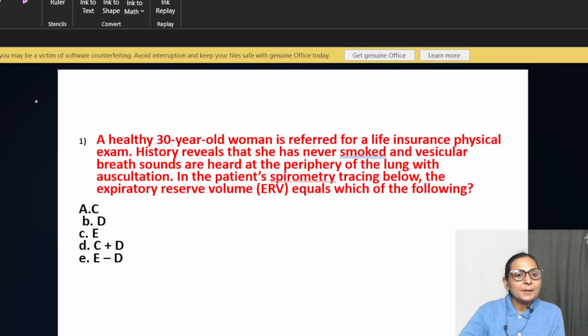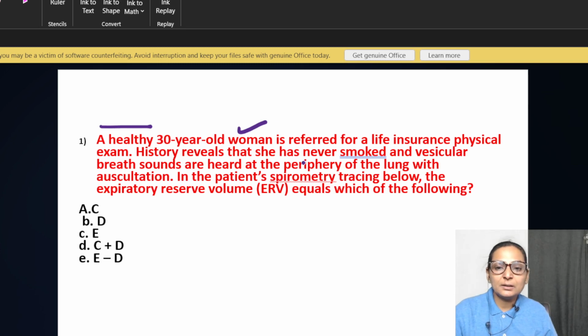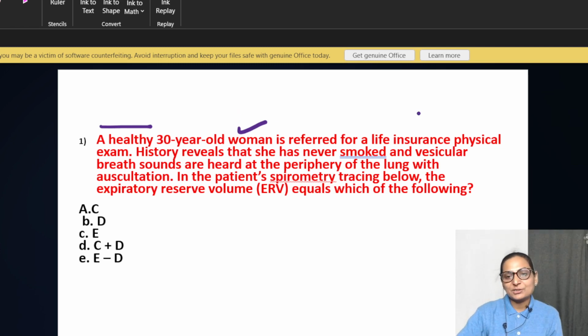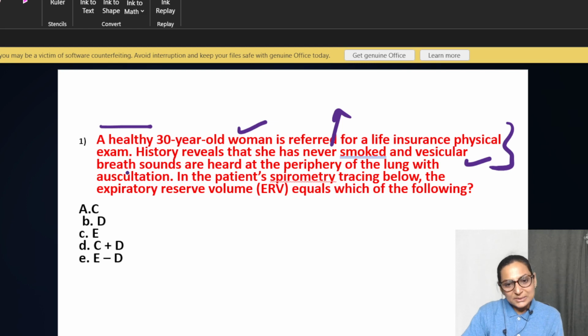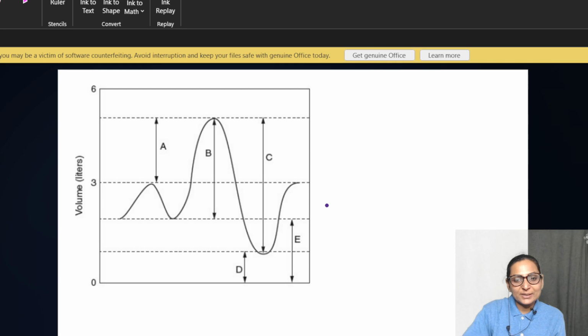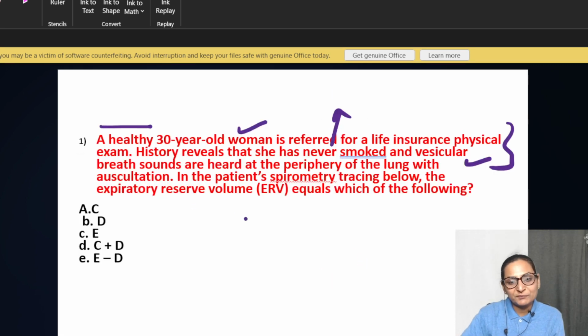So let's get started. The question says that there is a 30-year-old woman who is referred for a life insurance policy she's taking, and for that she's coming for a routine physical examination. No history of smoking. There are vesicular breath sounds at the periphery of the lung with auscultation, and spirometry shows a tracing. So this is the tracing which is being shown for the particular patient. Out of this, the question says that which of the following is your expiratory reserve volume?